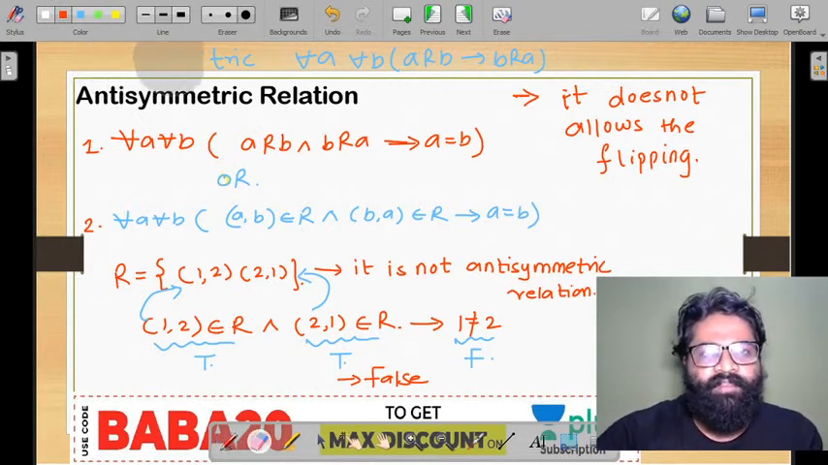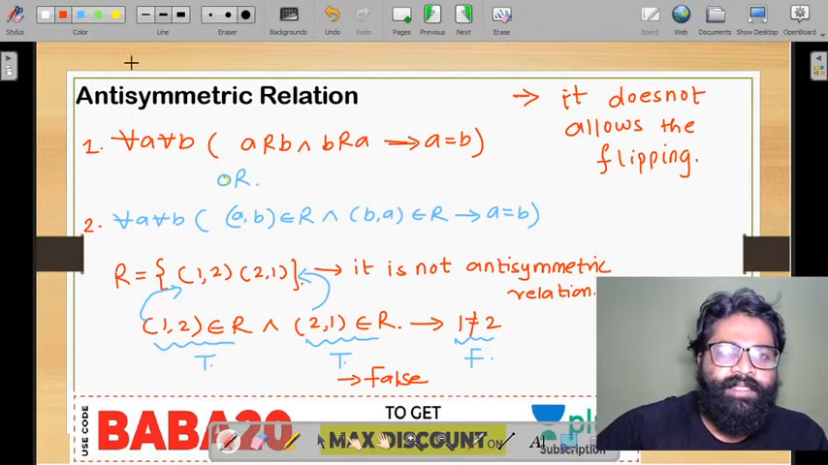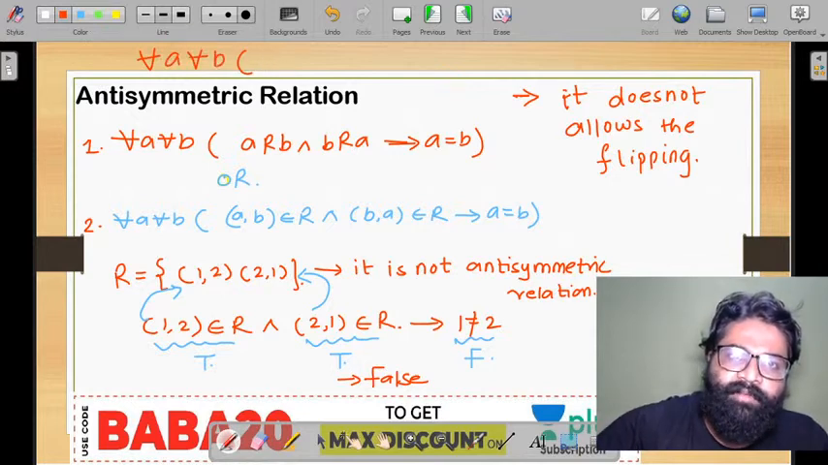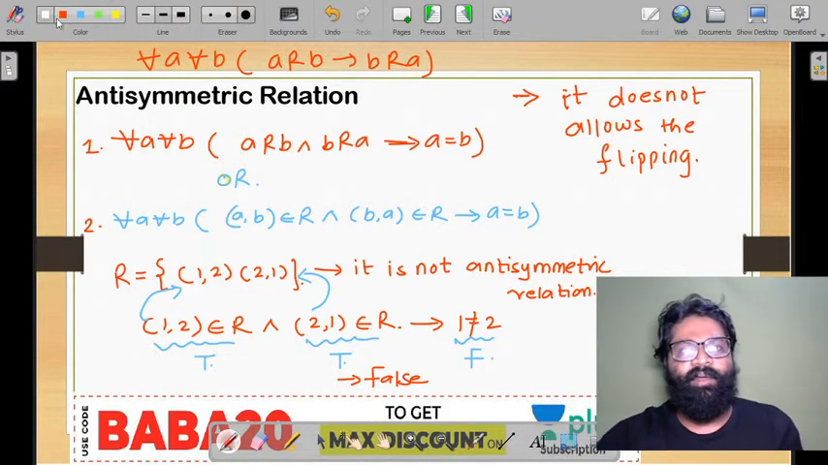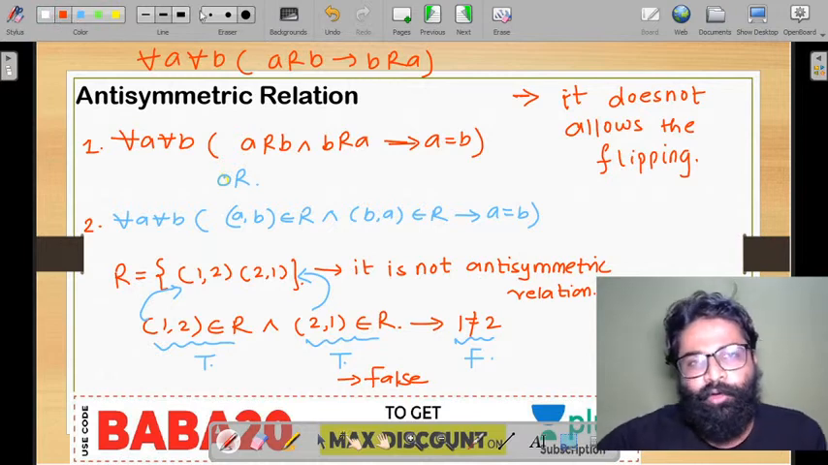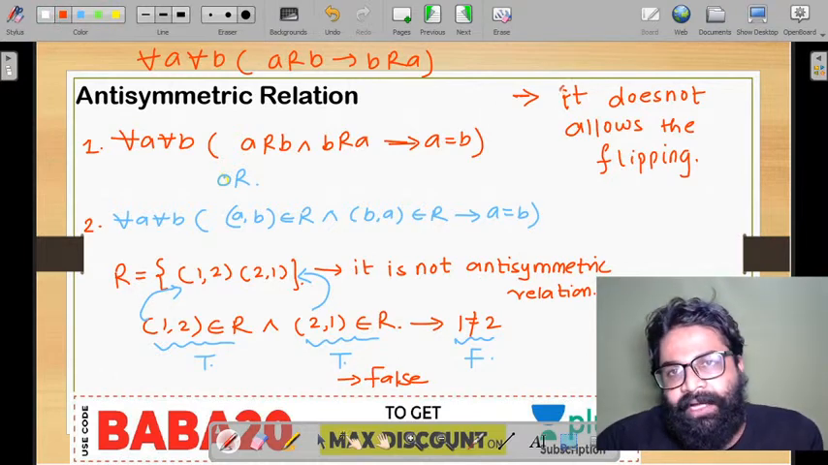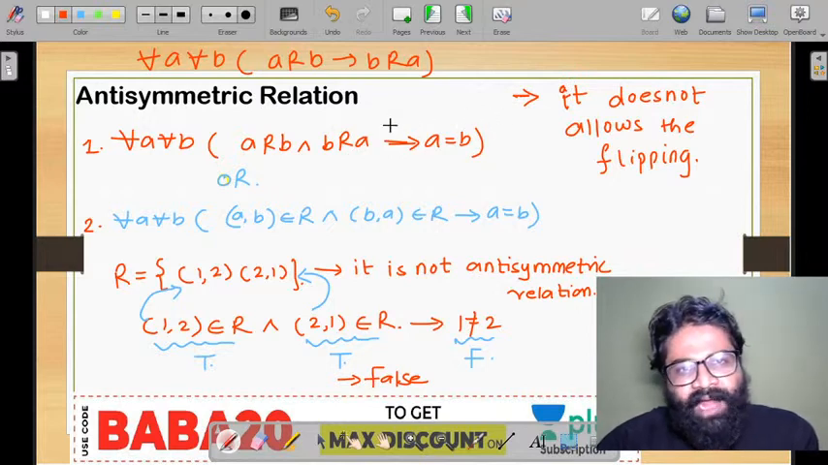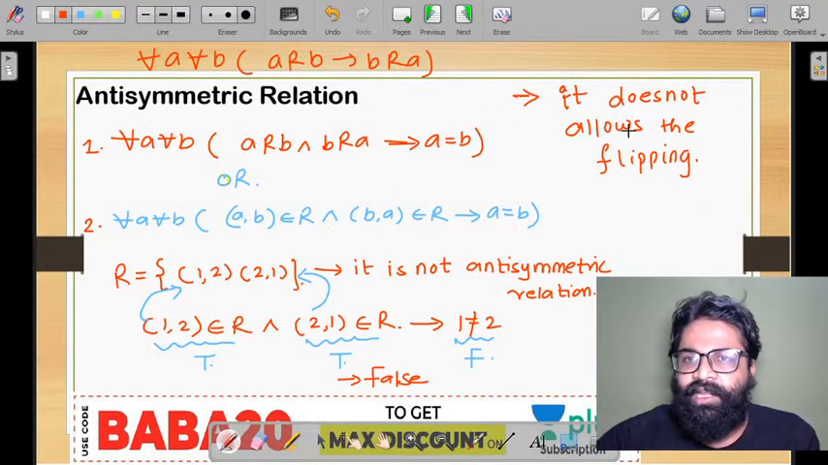I can also write it one more time: for all A and for all B, symmetric allows the flipping. A is related to B, and then it implies B is related to A. That is basically the symmetric relation. We read it yesterday. So here, if I am talking with respect to the anti-symmetric relation, it does not allow the flipping.